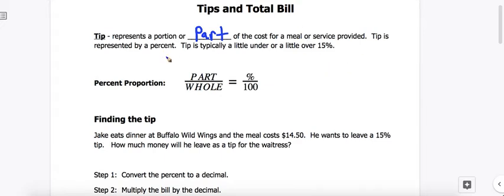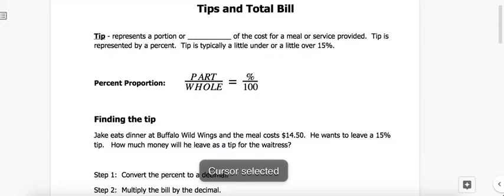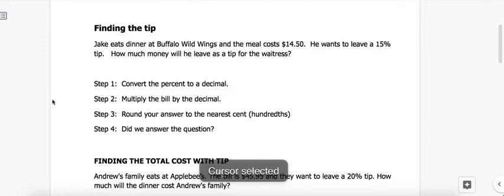So a tip is represented by a percent. Tip is typically a little under or a little over 15% if you're tipping at a restaurant. So you can use a percent proportion, and if you recall, that's part over whole equals percent over 100. But I'm going to show you another way that might be a little bit easier in order to find the tip. So Jake eats dinner at Buffalo Wild Wings, and the meal costs $14.50.